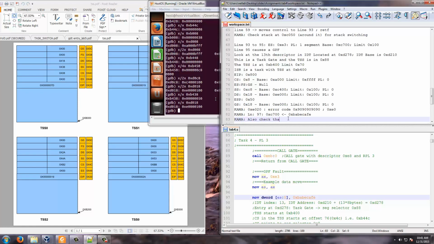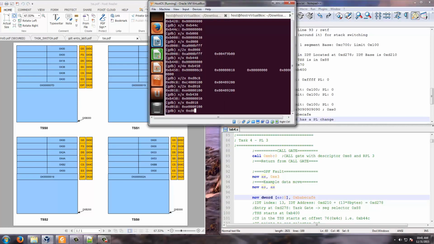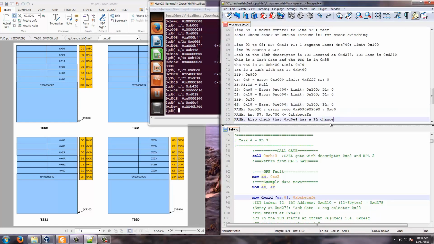0x, also check that 0x D0E4 has a PL change. Now what does D0E4 currently have? The D0E4 currently has 40B200, and that will become 40FF00, F200. So this should change.